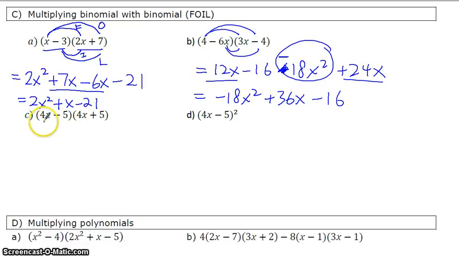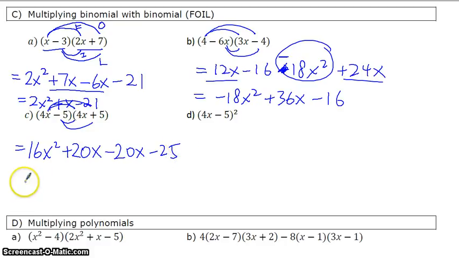Now the next one is special. 4x minus 5, 4x plus 5, one plus, one minus. The binomials are the same, but one plus and one minus. Let's see what's the result. Something very special is going to happen. 4x times 4x is 16x squared. 4x times positive 5 is 20x. Negative 5 times 4x, negative 20x. Negative 5 times 5, negative 25. When you simplify it, the middle term cancels out. Interesting. So when you multiply these binomials, you end up with just two terms.